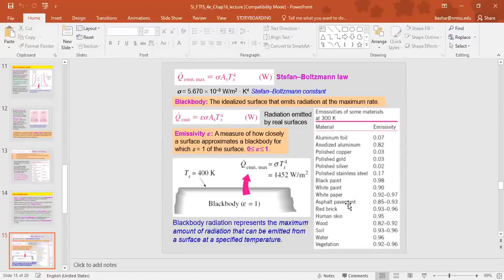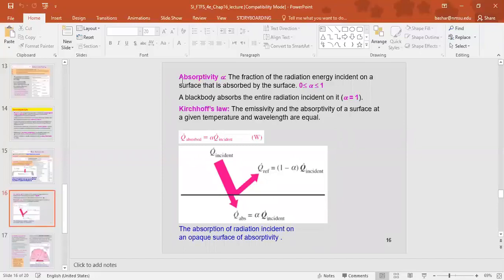One of particular interest is human skin. We can see it's 0.95, which is a relatively very high value, and that's a blessing. So we can keep the internal human body temperature at its normal value. That's why this emissivity is required to be high.